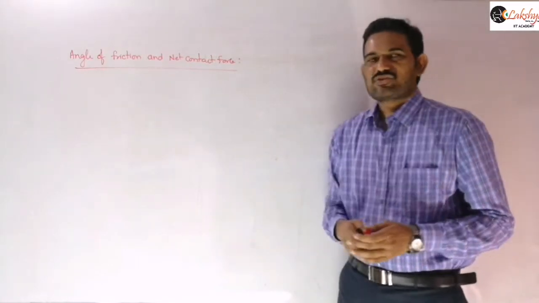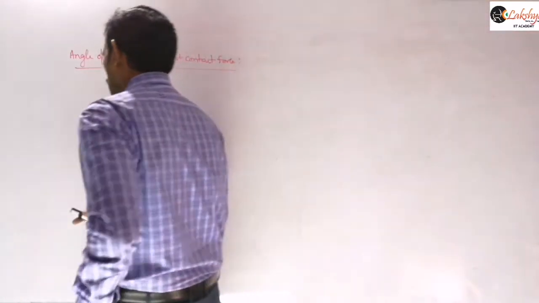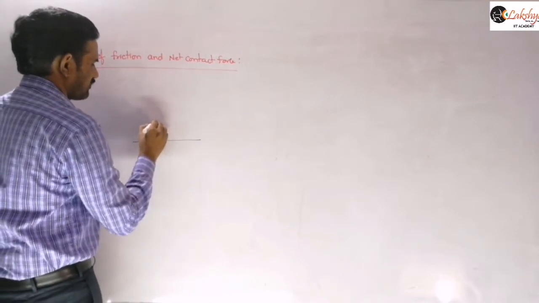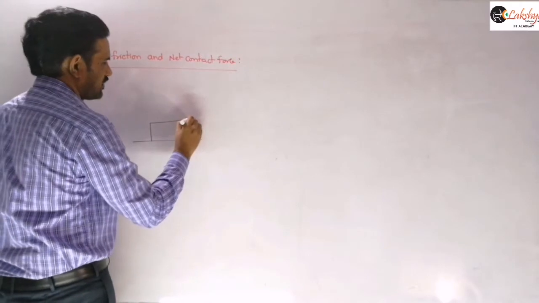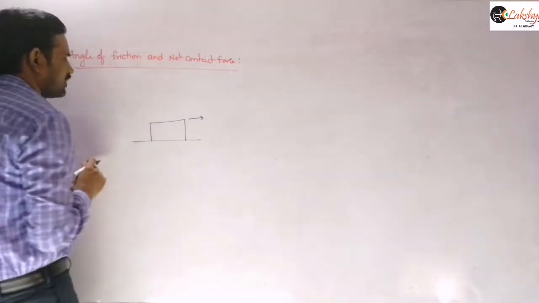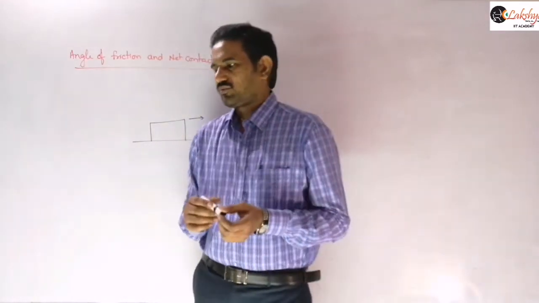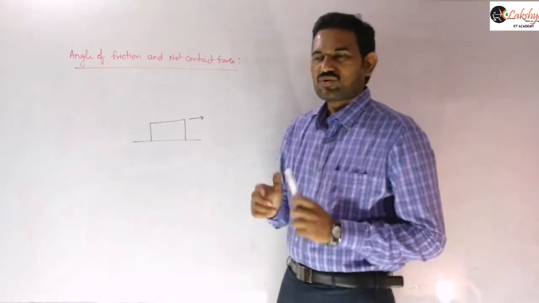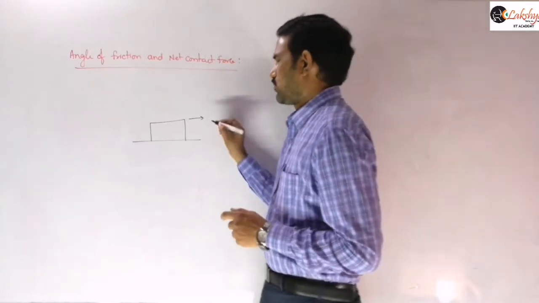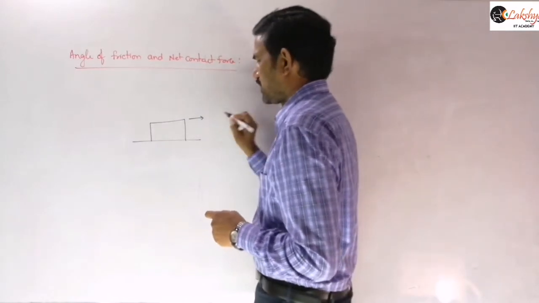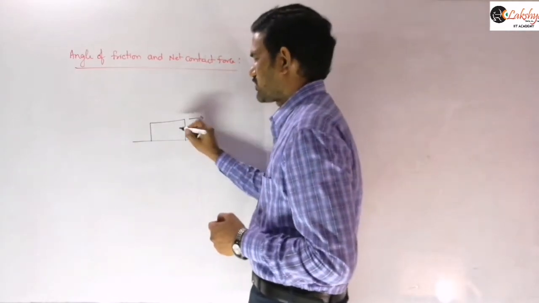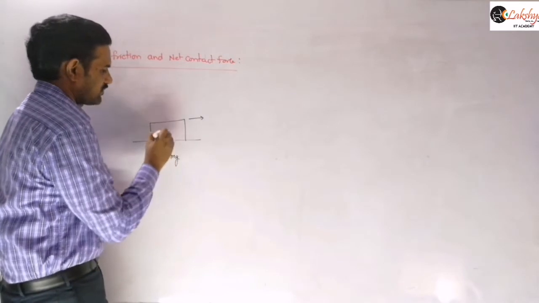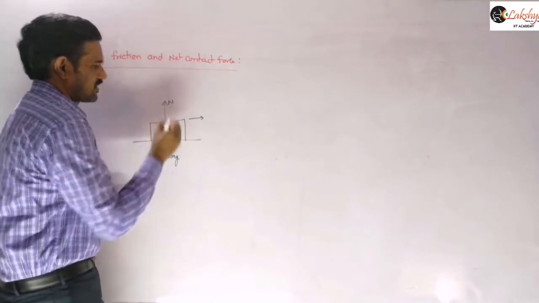So, this angle of friction or net contact force means, in the beginning of Newton's laws of motion, we discussed that when a body is placed on a surface and is ready to move along this direction, there will be some forces acting on this block. One of the forces is the weight of this block, which is acting downwards, and the normal reaction will be there along this direction, right?